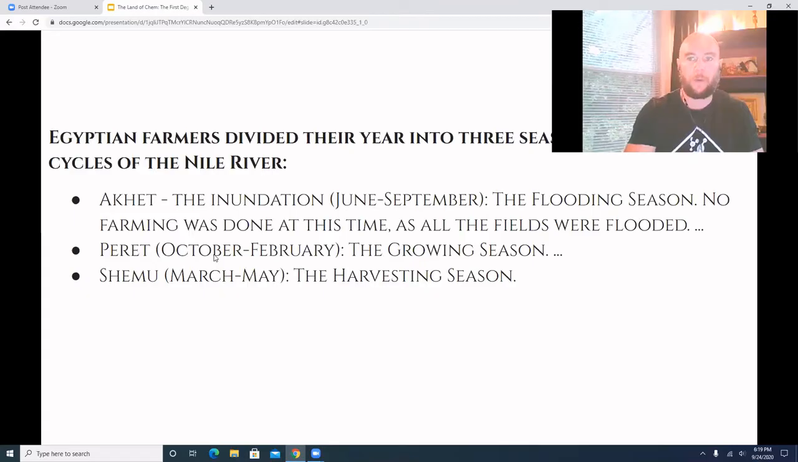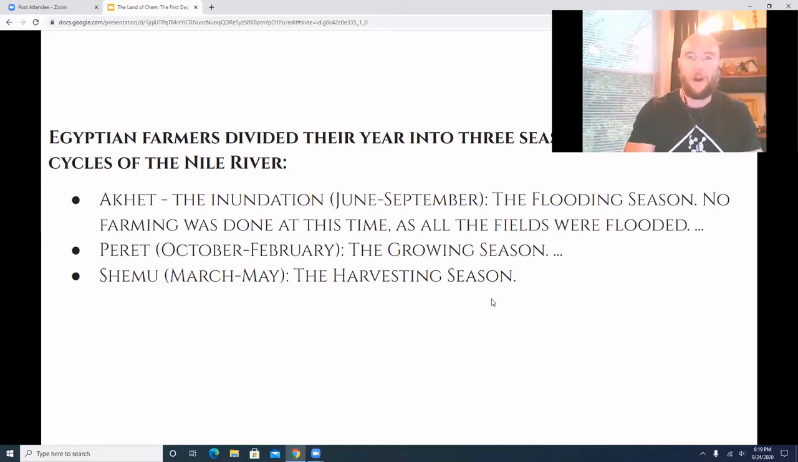So we see here that there were three different seasons of the Egyptian year. You have the Akhet, which is the season of the inundation and the season of the flood, and this would have been the Egyptian season for chemical production. You also have the Peret, which is the growing season, and the Shemu, the harvesting season.